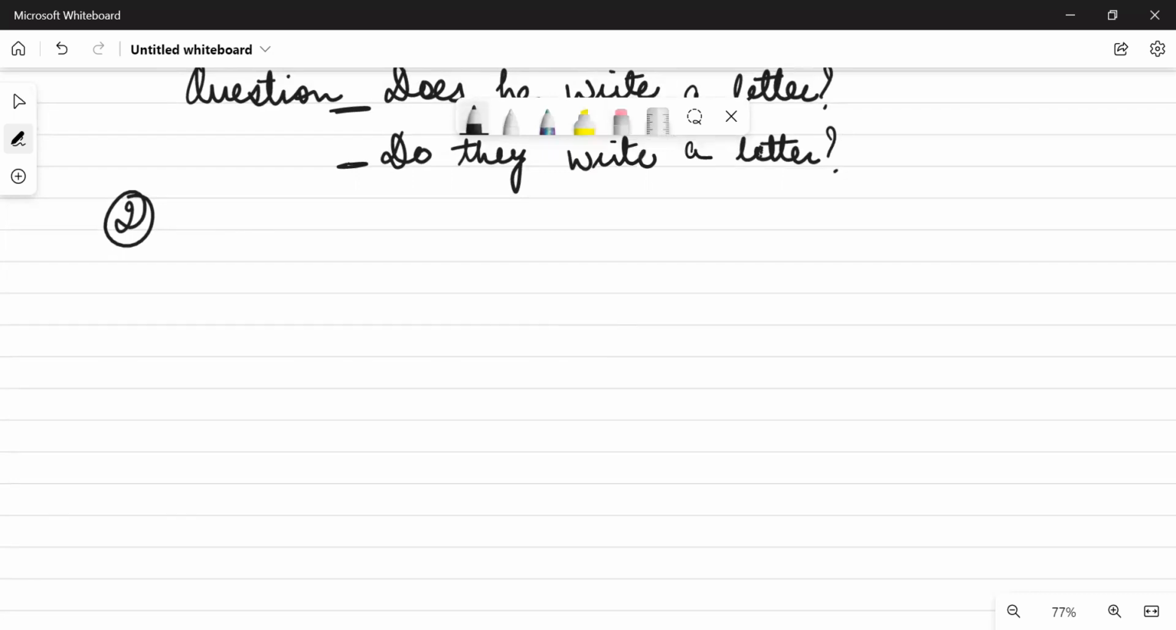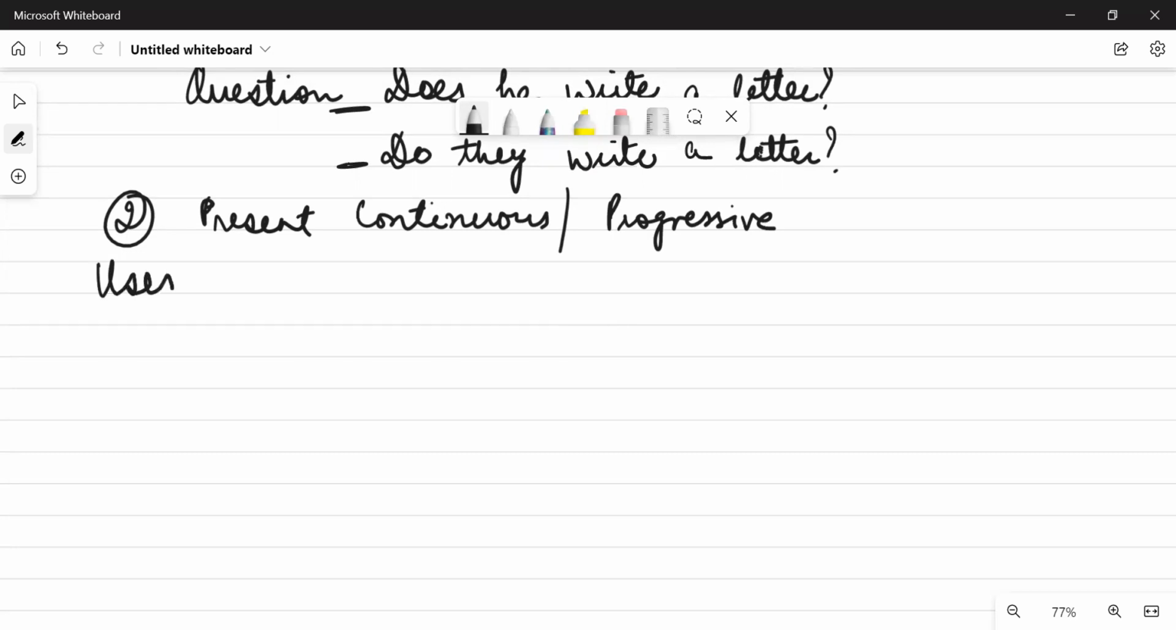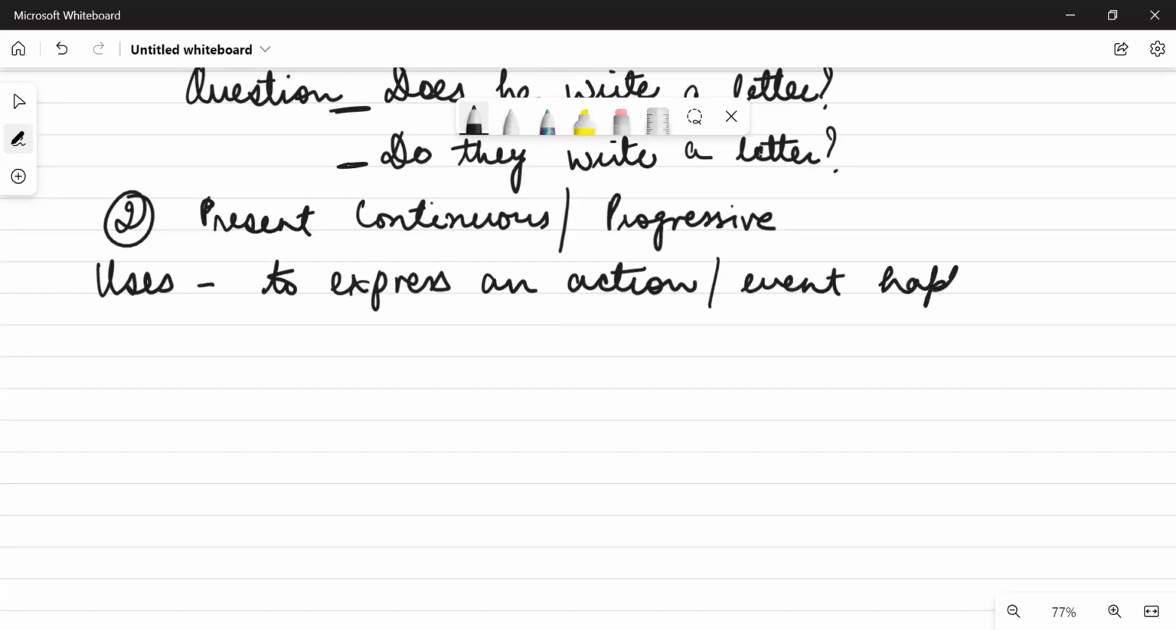The second tense is present continuous or present progressive, whatever you call it. Now, as I told you, in these tenses we come to know about an action or event happening at the time of speaking. So, if we talk about the uses, to express an action or event happening at the time of speaking, जब हम उसकी बात कर रहे हैं ना, वो action तब हो रहा है.